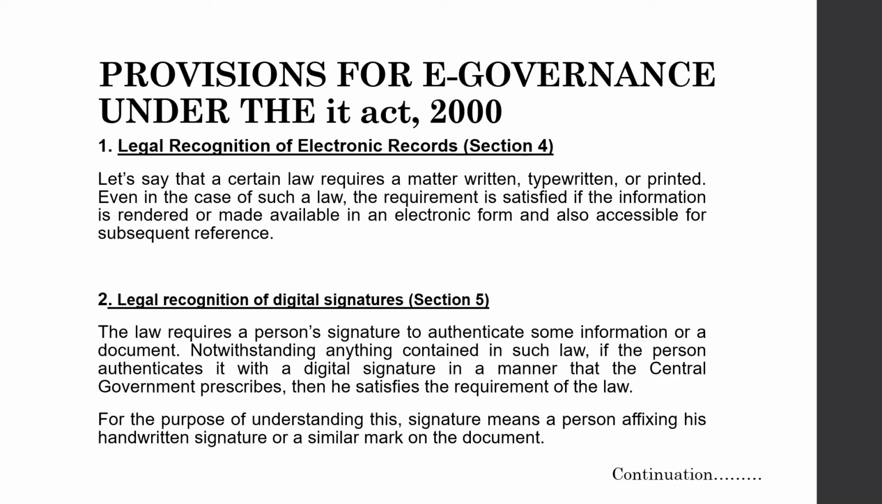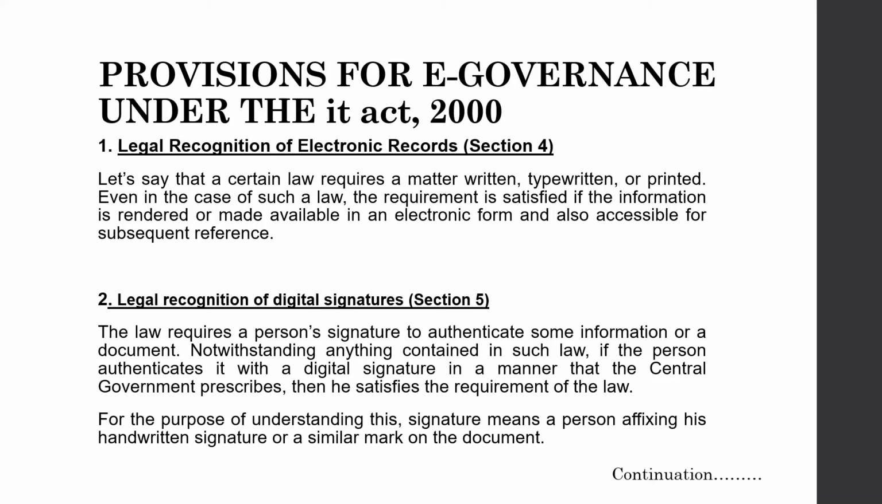Section 5, legal recognition of DSC. So obviously you have to legally recognize the digital signatures. So for a digital signature, you always have to check whether it is there on important documents to authenticate such a document, because the documents will become valid only after the DSC is there. So a person always authenticates with his DSC in a manner that the central government prescribes. So he satisfies the requirement of law.